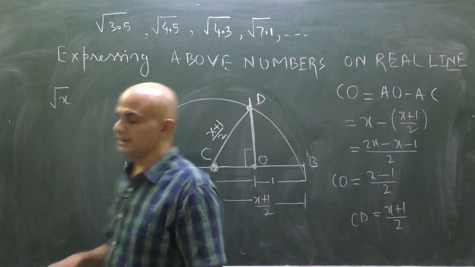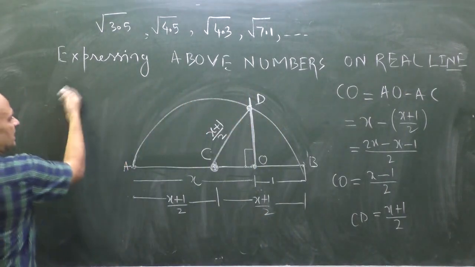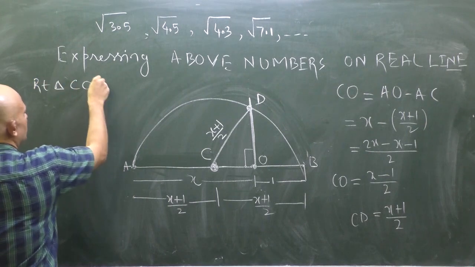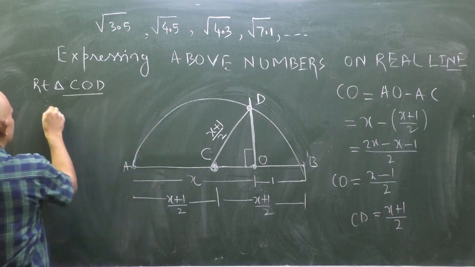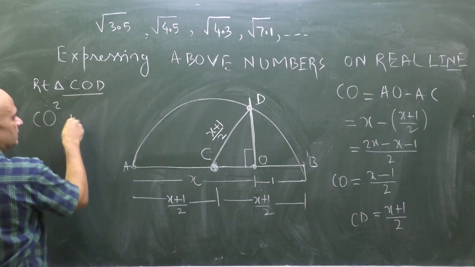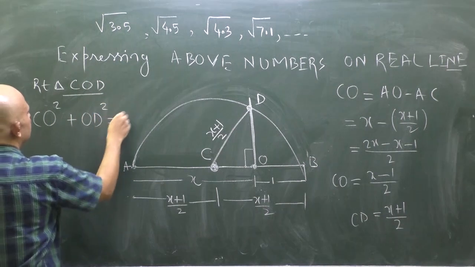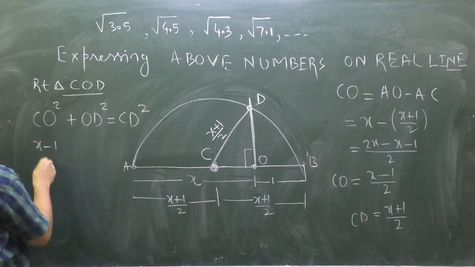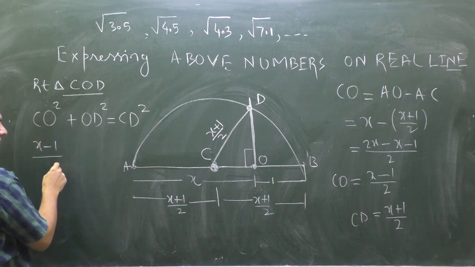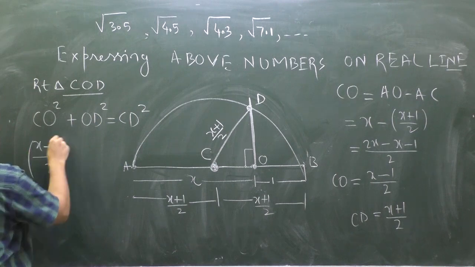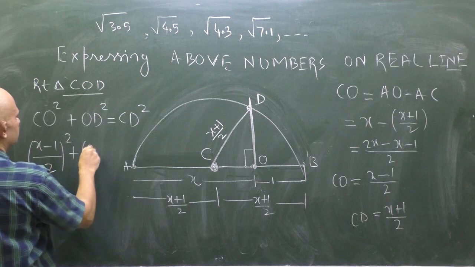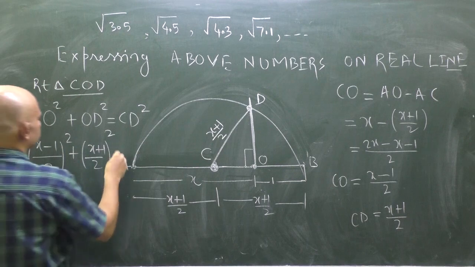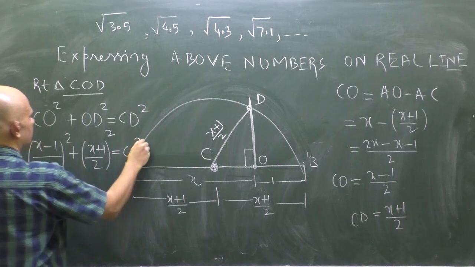In the right triangle COD, if I apply the Pythagoras theorem, CO square plus OD square is equal to CD square. CO square is ((x minus 1) by 2) square, plus OD square is equal to ((x plus 1) by 2) square, which is CD square.